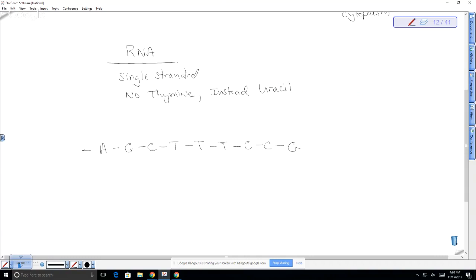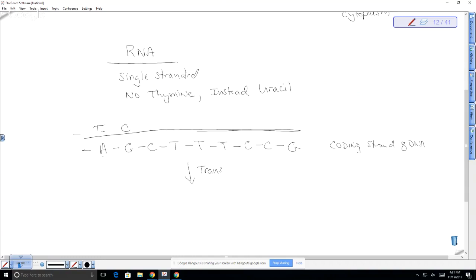Okay. So notice here that this is the coding strand of the DNA. There would be another complementary strand here, right? And you could fill it in. So A would pair with T, G pairs with C, etc. Okay, but this is my coding strand of DNA. So I need to transcribe this.